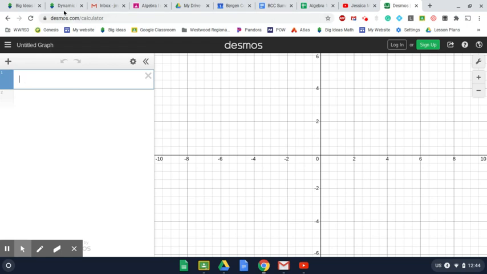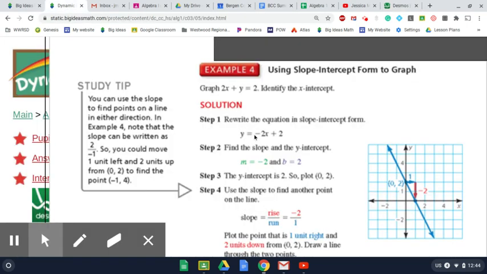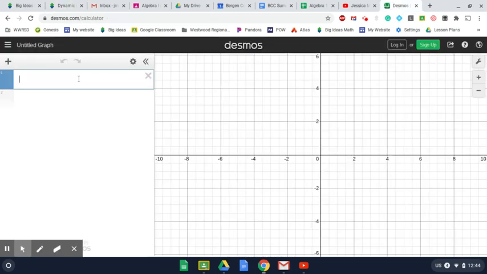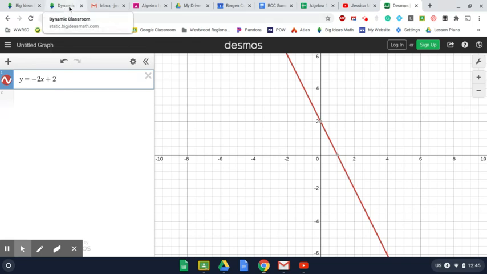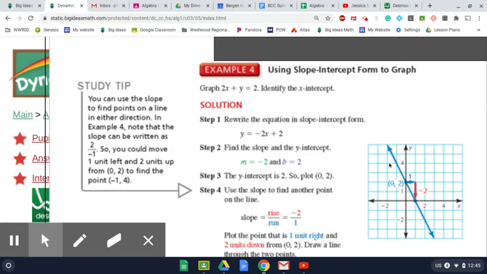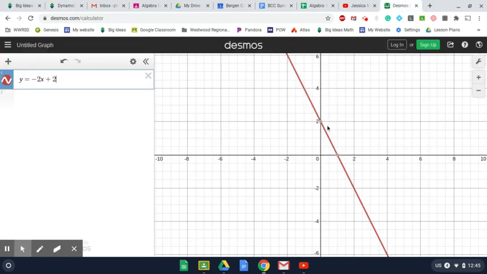Just a quick reminder, our equation in slope-intercept form was y equals -2x plus 2. So let's go back to Desmos. Let's type that in. Y equals -2x plus 2. And there we have it. There's our graph. Look at how this line looks on the coordinate plane. And let's go back to the book. Look at how it looks here in the book. It's exactly the same line. So using Desmos is a really nice tool to check to make sure that you can graph it.